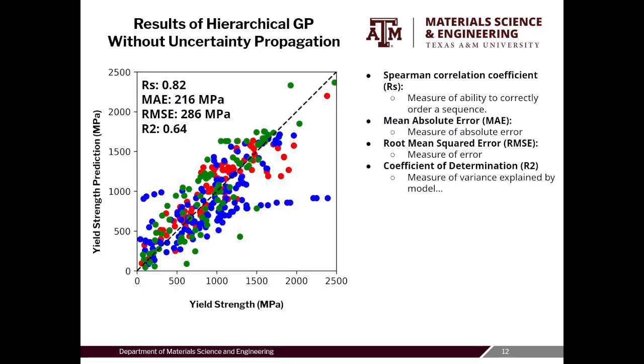Here are the results of the hardness to yield strength hierarchical GP without uncertainty being propagated through the usage of sampling functions, cross-validated with 3 folds. We see a Spearman correlation coefficient of 0.82, an MAE of 216, a root mean squared error of 286, and an R2 of 0.62, or 0.64. In terms of data preparation, we've prevented temperature series experiments from being split across train and test, and we have filtered the dataset for BCC alloys.